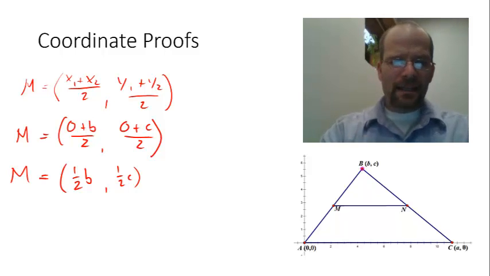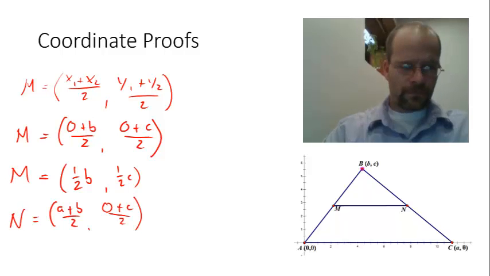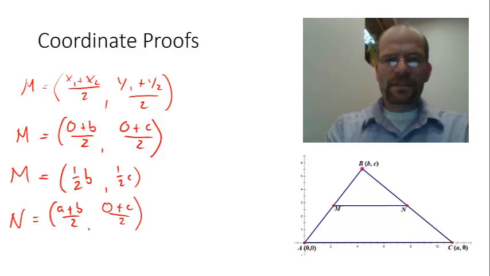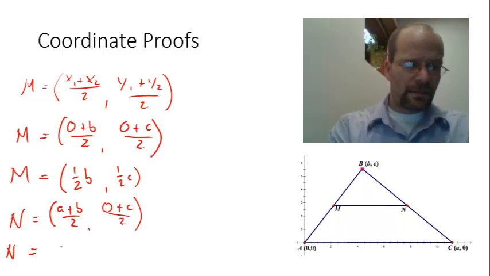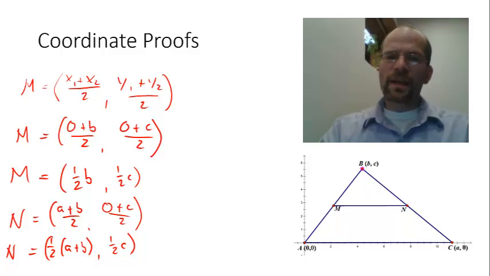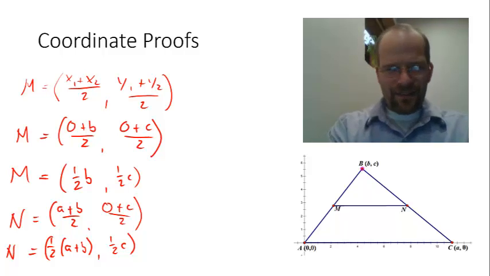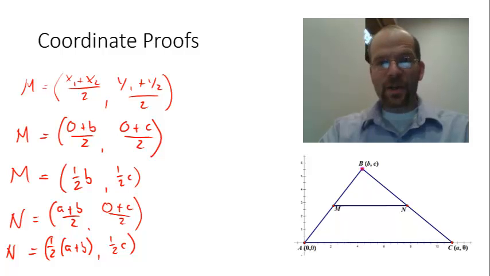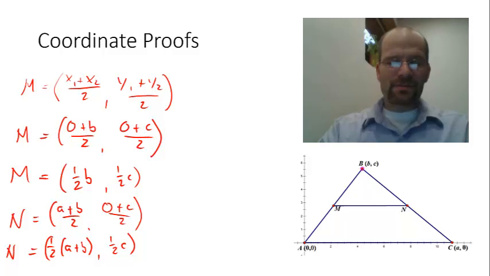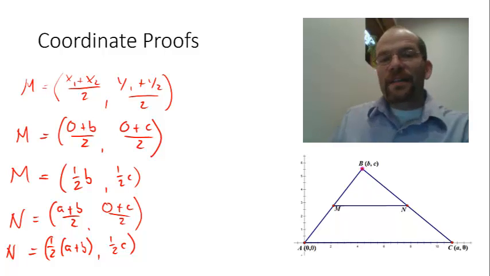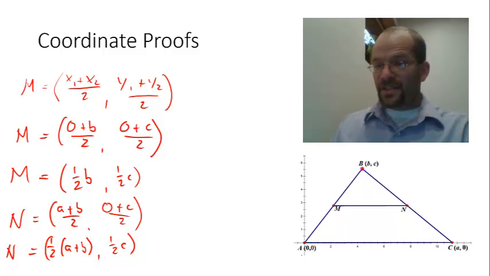Let's take a look at N now. N has these values, a plus b over 2, 0 plus c over 2, and that simplifies to 1/2 (a plus b), 1/2 c. So this whole picture looks a little bit strange, but these are the coordinates of my midpoints based upon the values I assigned to my actual vertices in the triangle. So the first question we want to answer, the first part of the theorem, is this question as to the slope. How does the slope of the midsegment compare to the slope of the third side?